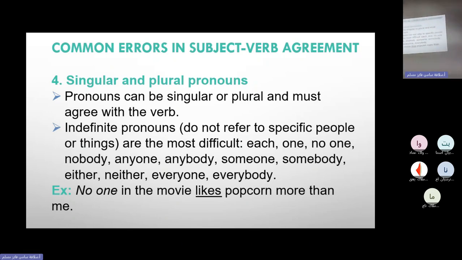Like, Malvina, no one in the movie likes popcorn more than me. Okay, no one likes. Okay?